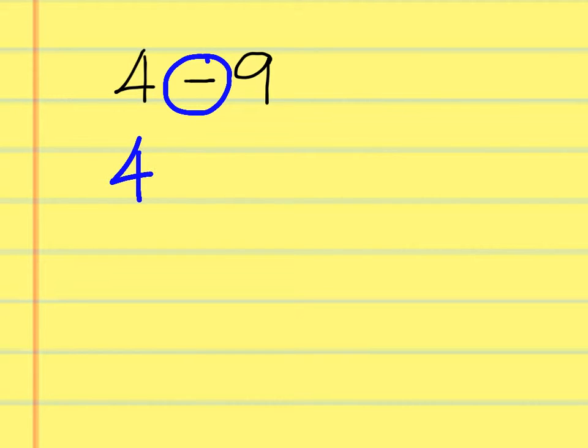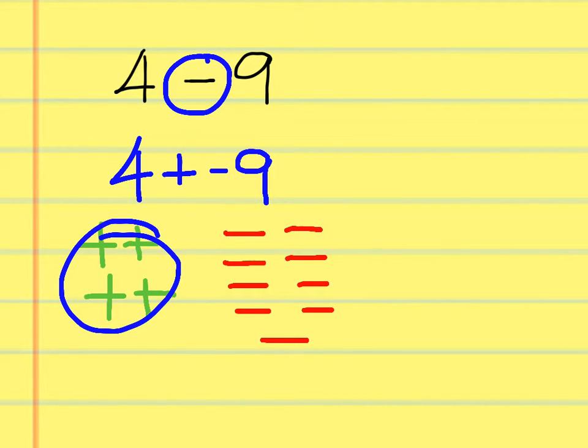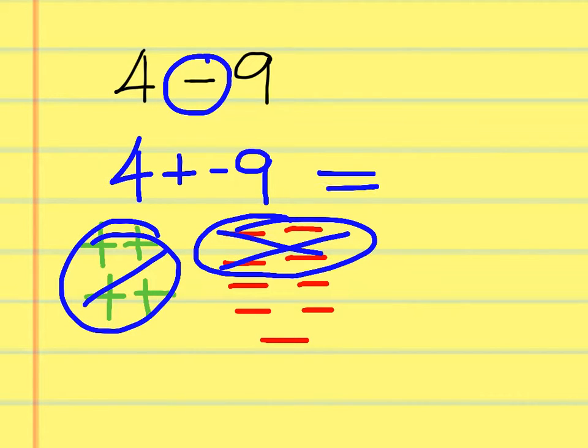That's right. So 4 plus a -9. And then I will end up with 4 positives and then 9 negatives. So I can cancel out these 4 positives with these 4 negatives and be left with what? -5.